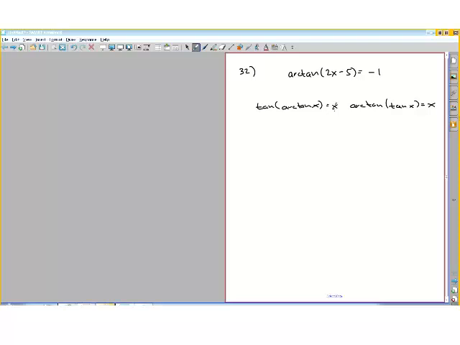Okay. So what we do is we take the tangent of both sides. So you get the tangent of the arctangent of 2x minus 5 is equal to the tangent of negative 1.